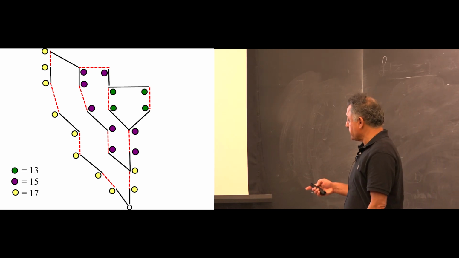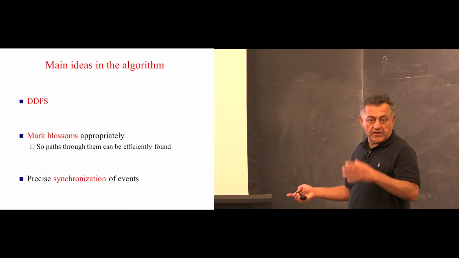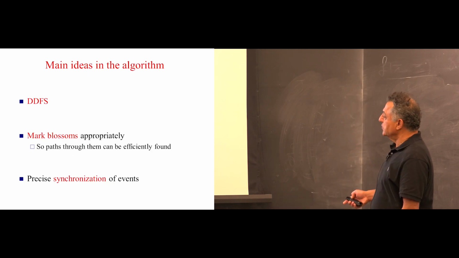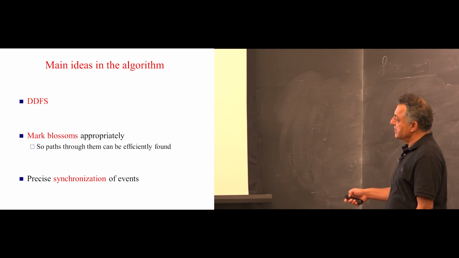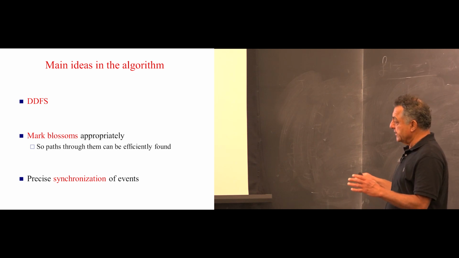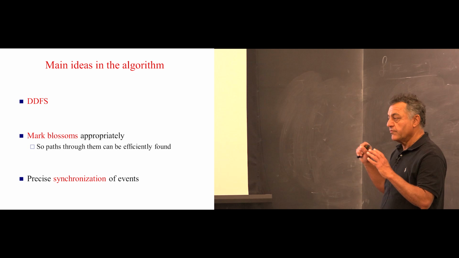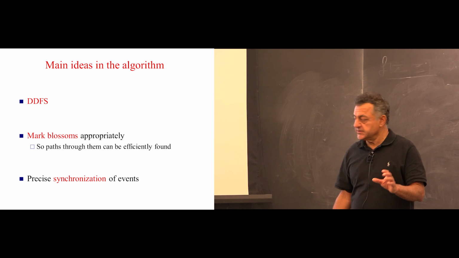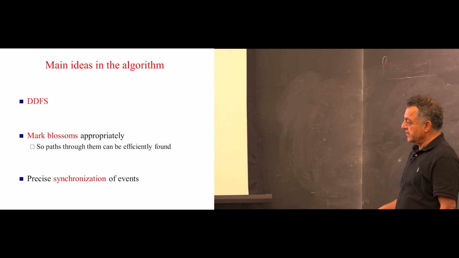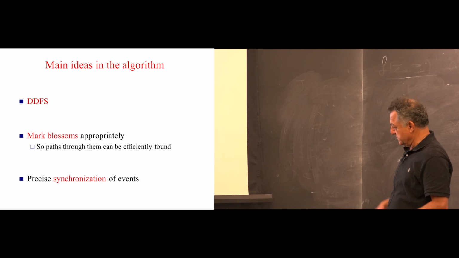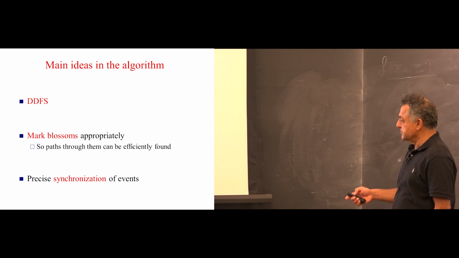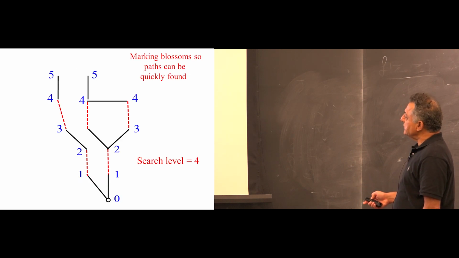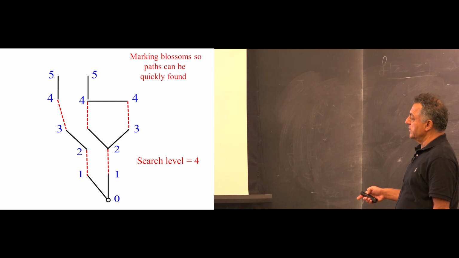Yeah, thank you. Okay, so we come to the algorithm finally. So here are the three ideas in the algorithm. Double depth first search, which you saw last time. How to mark blossoms appropriately so all paths through them can be found very, very efficiently, all in linear time. So you examine each edge only once. That's it. And a third idea that I will talk about, which has to be shown with some nice examples to make clear what it is. So how to mark blossoms so paths can be found through them easily?